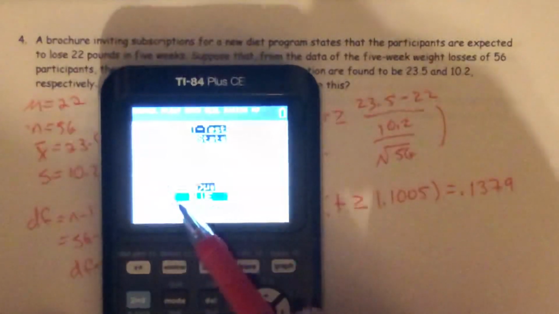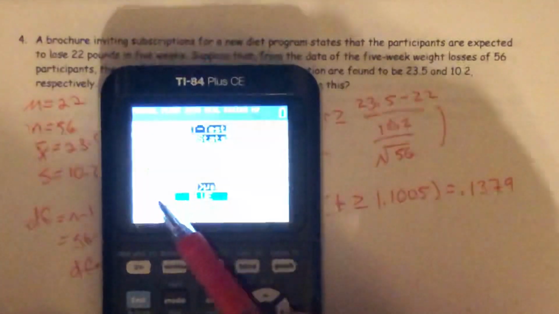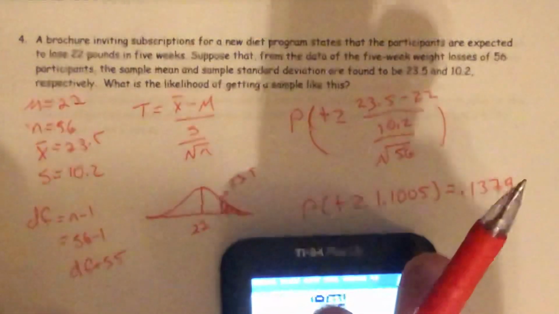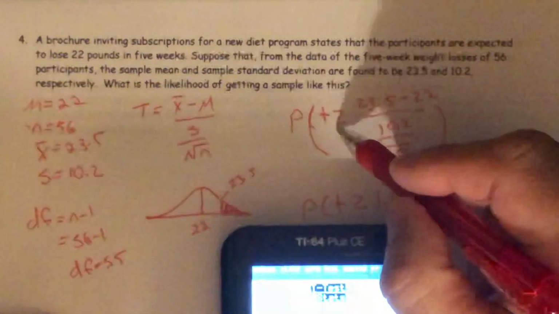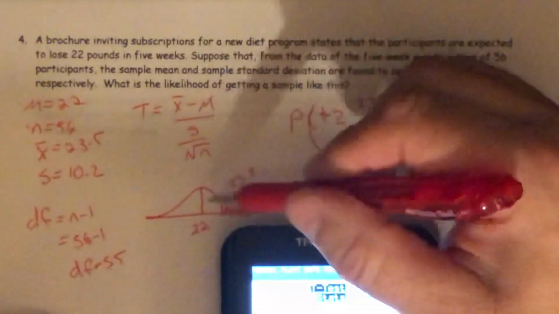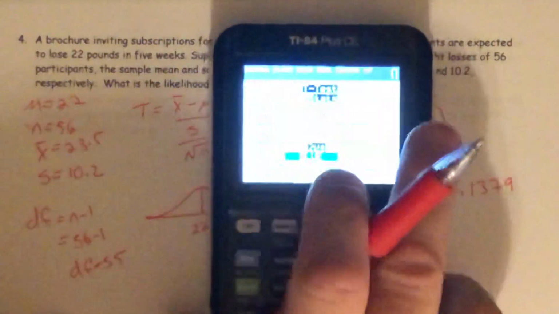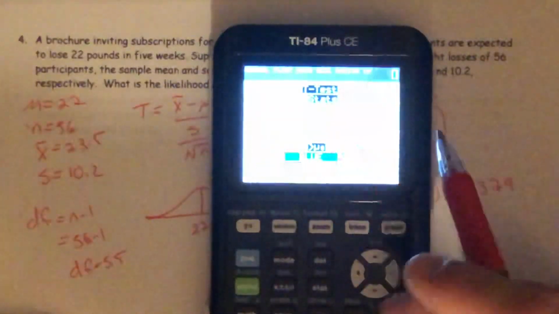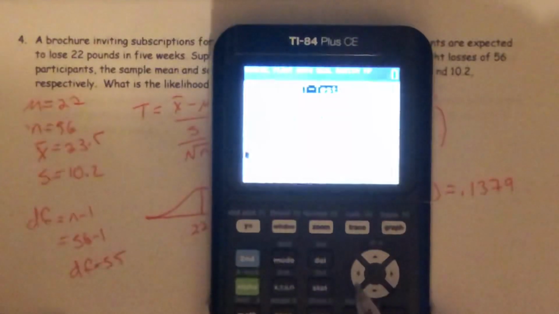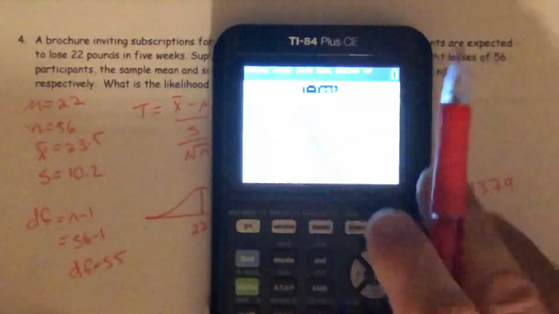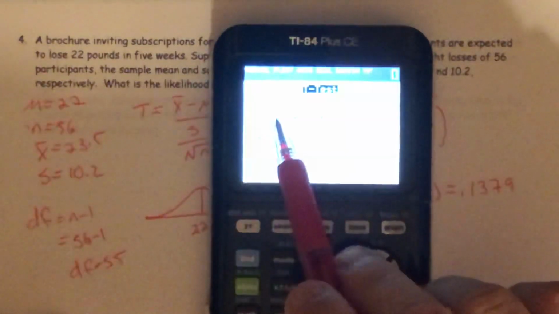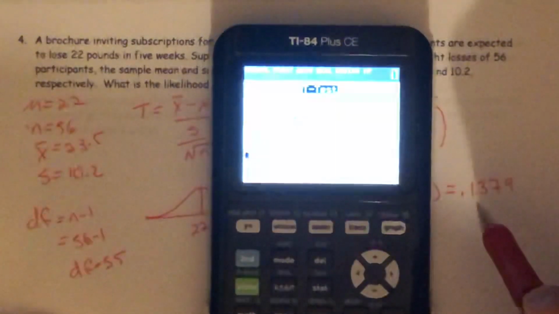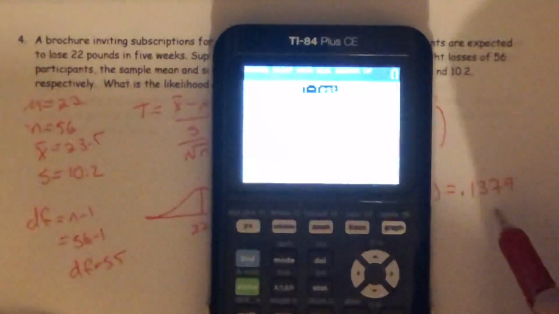Now this is where it gets a little tricky. I have a not equal to, a less than, or a greater than. I need to look at what I used in my equation. Well, I used greater than, or I can look at my shaded portion. So I need to make sure greater than is highlighted, and it is. Now it actually gives me my t-statistic, which is what we had before, but it also gives me my p-value, my probability of it happening, which is 0.1379.